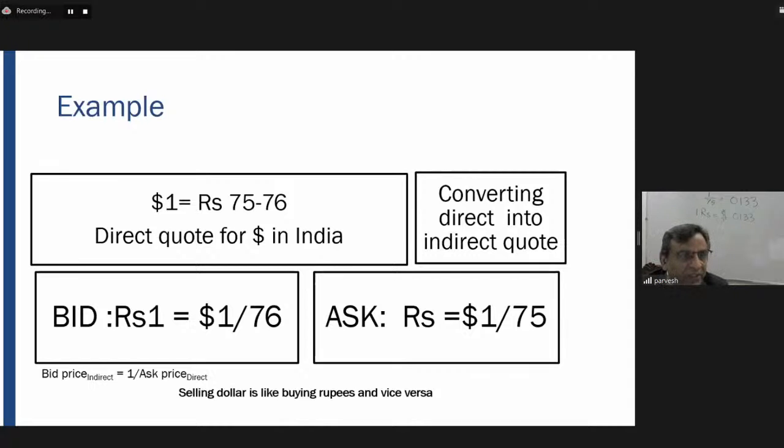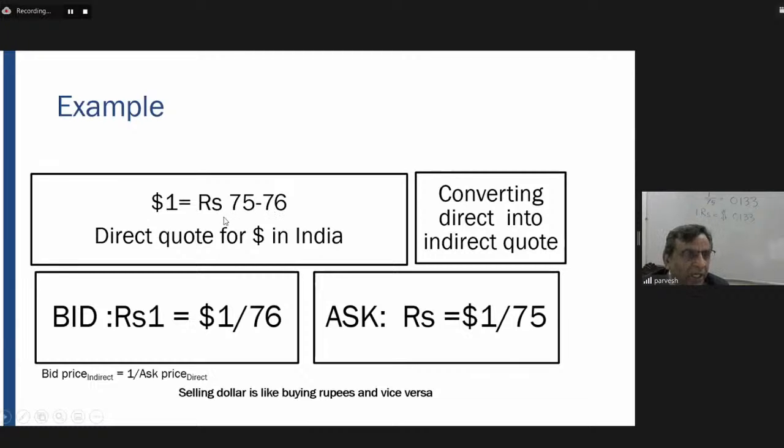So if you are selling dollar, now what is your selling dollar? Now this is the buying price of the dollar, and this is the selling price of the dollar. Okay, so this is the price at which the bank is going to buy from you, and this is the price at which the bank is going to sell to you.